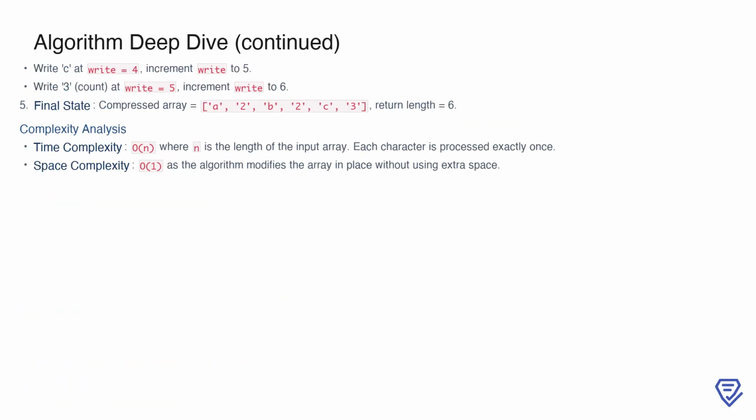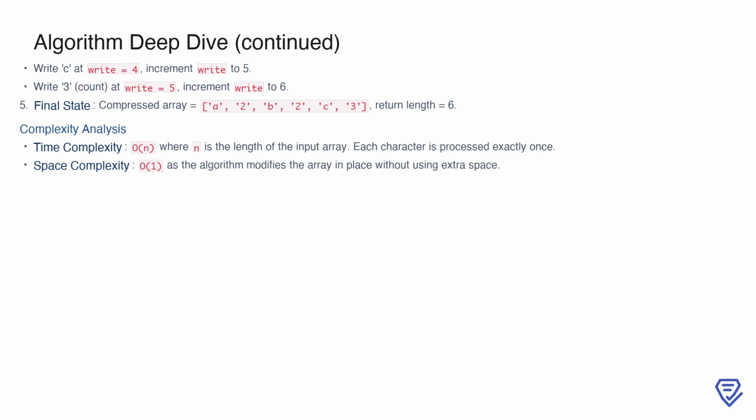Next, for the second group, the character B repeats twice. We write B at the current write pointer position, increment it, and then write 2 at the next position before incrementing again. Finally, for the third group, the character C repeats 3 times. We write C at position 4, increment the write pointer, and write 3 at position 5. At this point, the array has been compressed to A, 2, B, 2, C, 3, and the write pointer is at position 6, which is the new length of the compressed array.